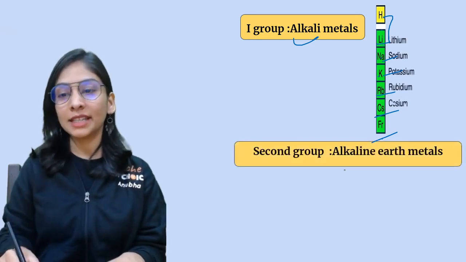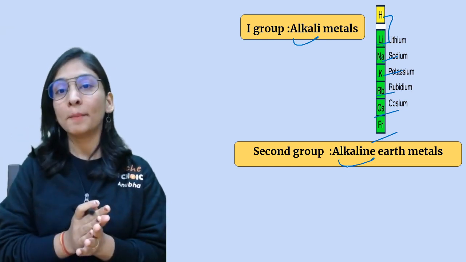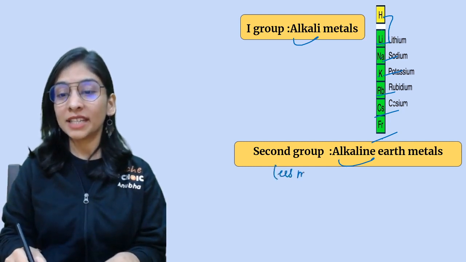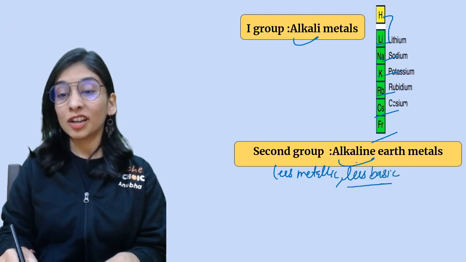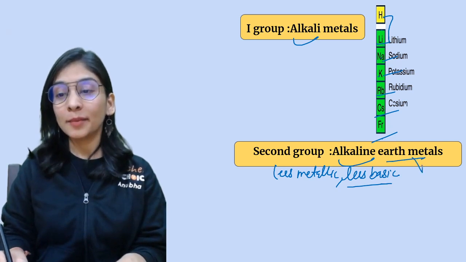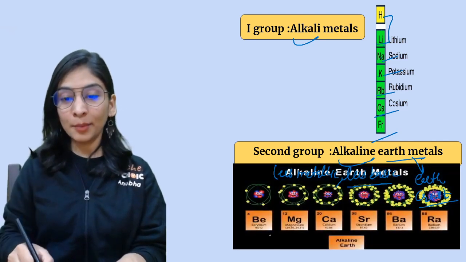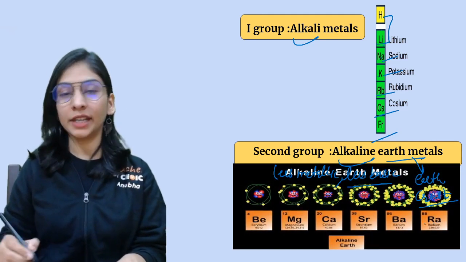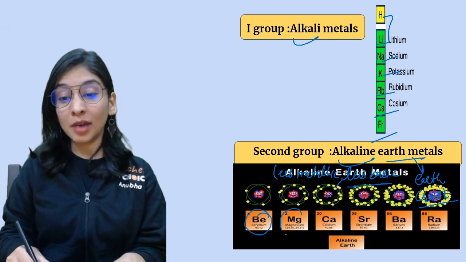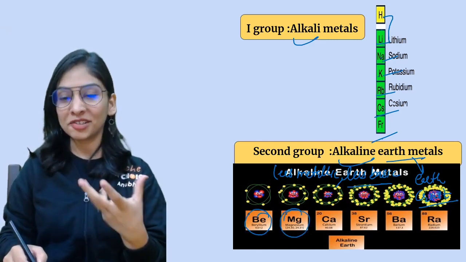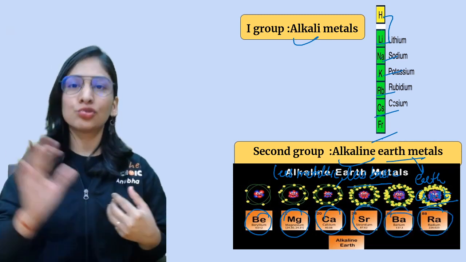Second group is alkaline earth metal. Alkaline because they are going to make water-soluble bases too. But as we move to the next group, metallic character decreases. So less metallic and also less basic. Less metallic means less basic as well. So group 2 is less basic than group 1. And earth metal, because mainly we get most of their elements from the earth's crust. Beryllium, magnesium, calcium, strontium, barium and radium. How to remember this group with the help of mnemonics? Bearded muggles, Harry Potter fans, came straight back rapidly. Bearded muggles came straight back rapidly.